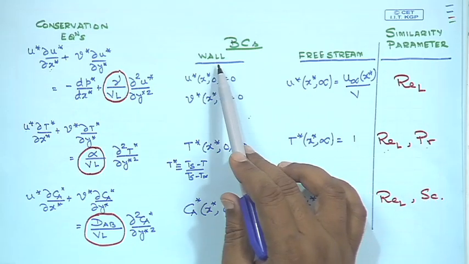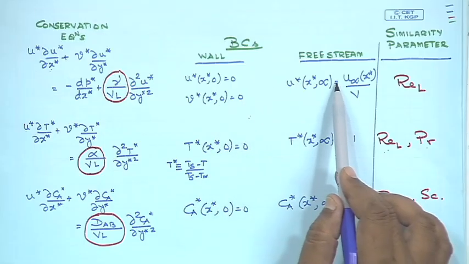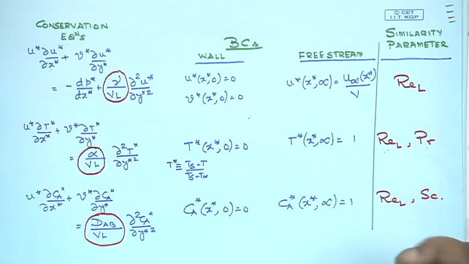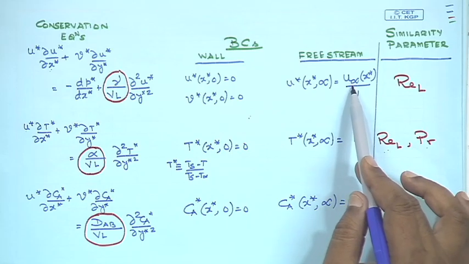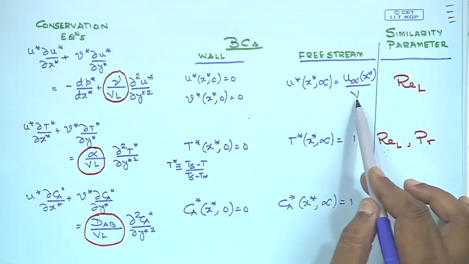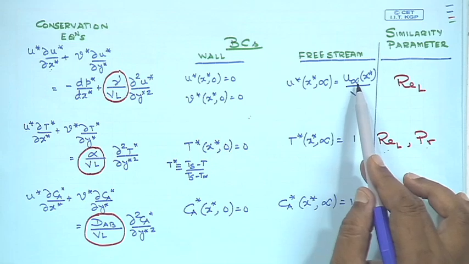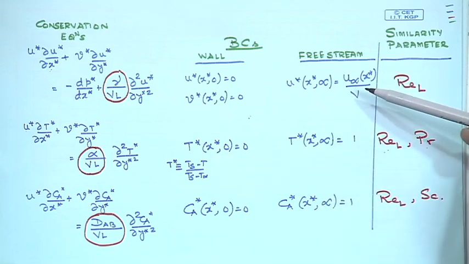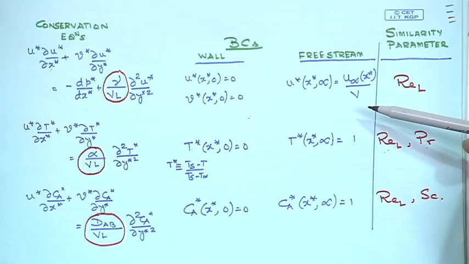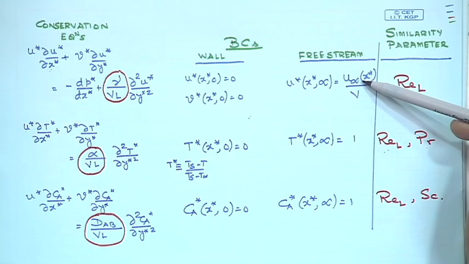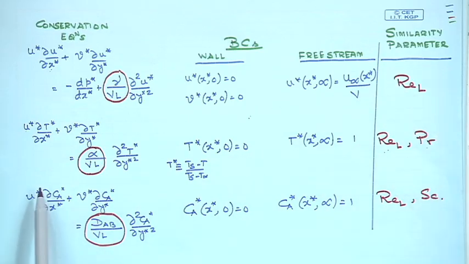The sets of boundary conditions at the wall and free stream are no slip, and the velocity is going to be equal to u infinity by v, where u infinity is the free stream velocity at a given x location, and v is the approach velocity. For the case of flow over a flat plate, in absence of any dpdx, that is pressure gradient, u infinity would be equal to v. But in order to maintain the general nature of the boundary conditions, we have kept it in the form of u infinity by v.